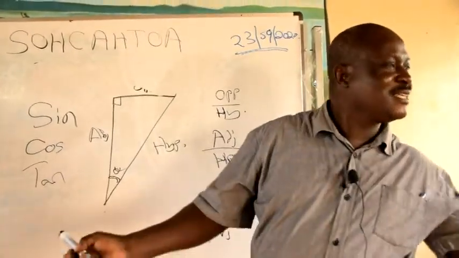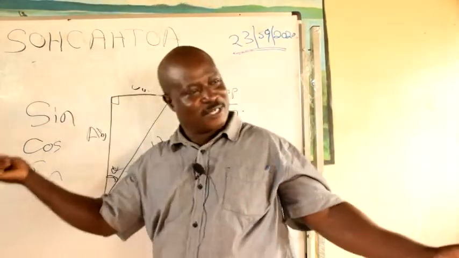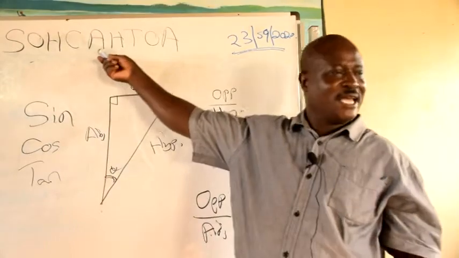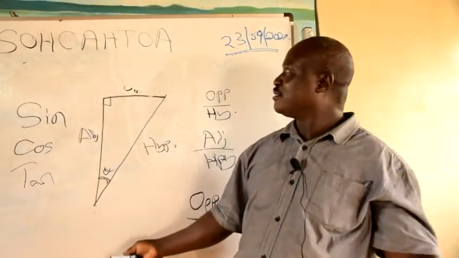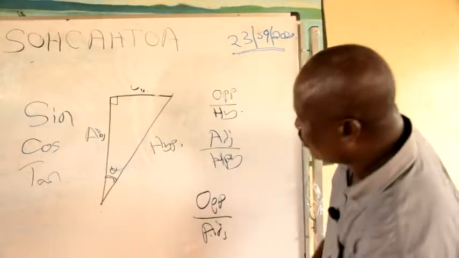What is sine of an angle? Opposite over hypotenuse. Cosine of an angle? Adjacent over hypotenuse. Tangent of an angle? Opposite over adjacent.